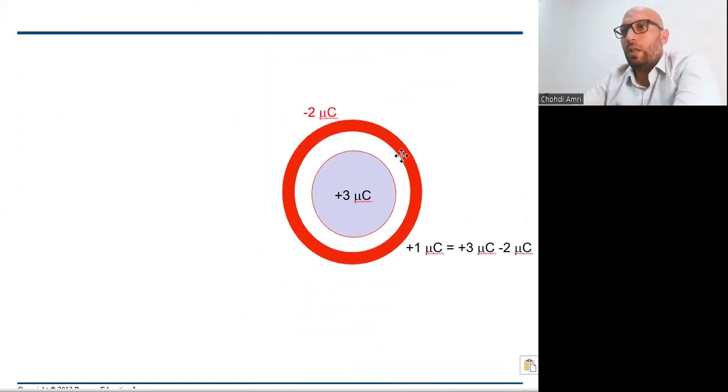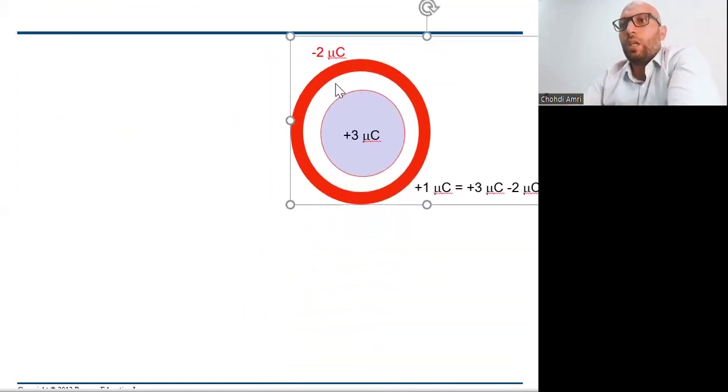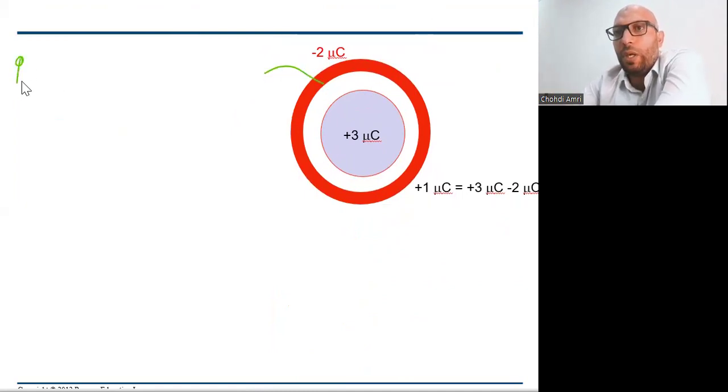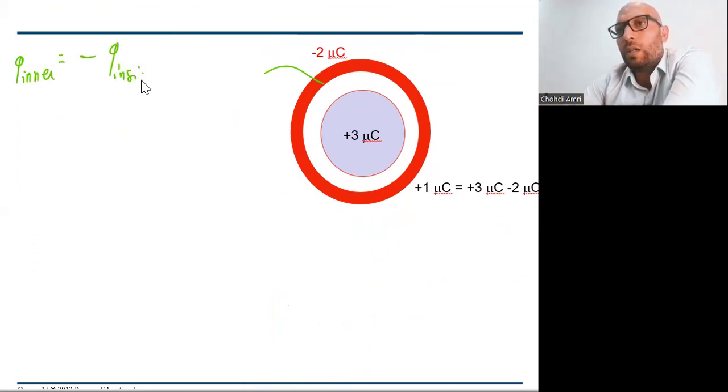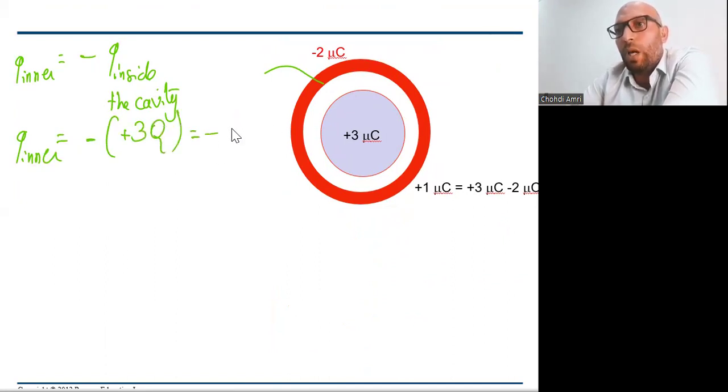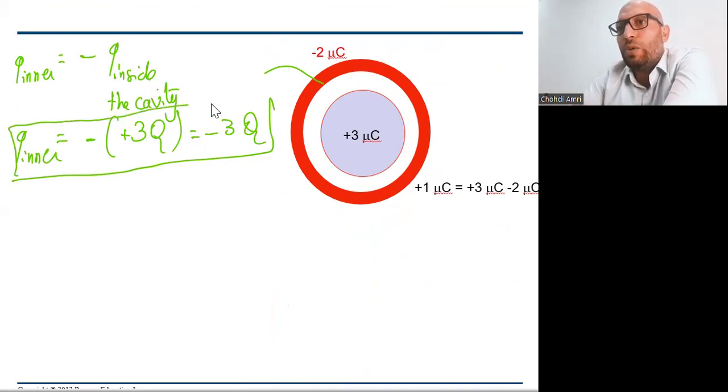In this case, he's asking about Q inner and Q outer, on the inner surface and the outer surface. Let's just apply the formula. Q inner is minus the charge inside the cavity. Inside the cavity we have plus 3Q, so Q inner equals minus 3Q. This is Q inner.